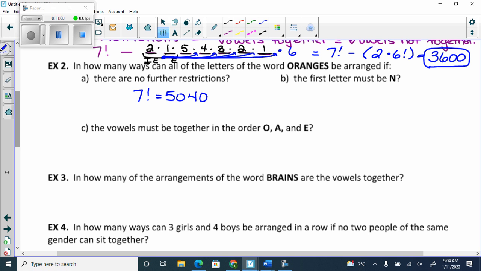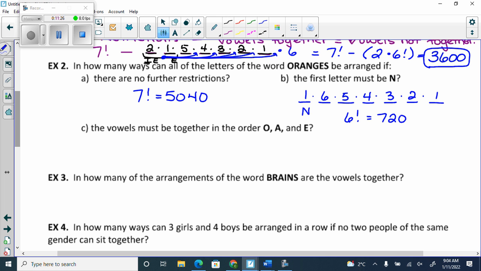Okay. The first letter must be an N. So this has to be an N, which is one option. Then I have 6, 5, 4, 3, which is 6 factorial, which is 720.